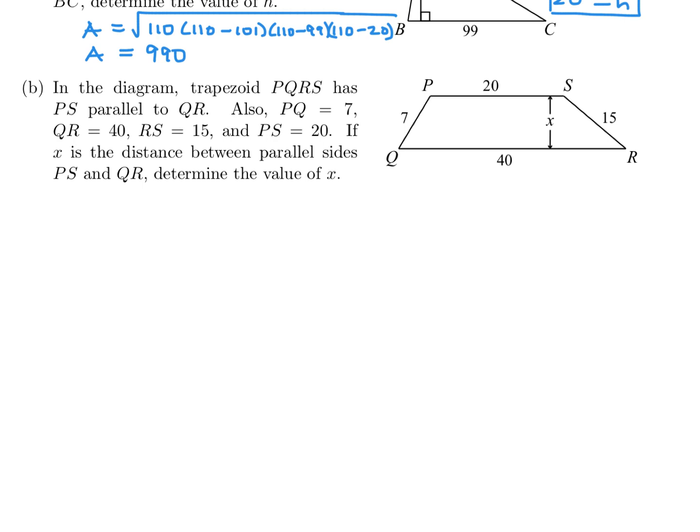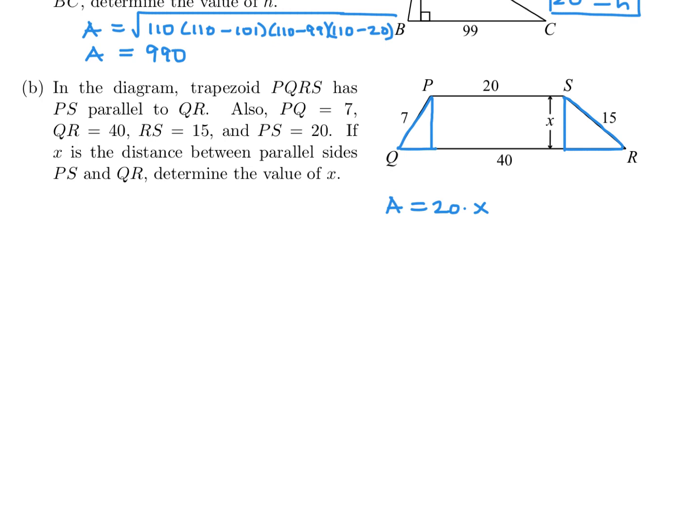Part B. In the diagram, trapezoid PQRS has PS parallel to QR. Also, PQ is 7, QR is 40, RS is 15, and PS is 20. If x is the distance between parallel sides, PS and QR, determine the value of x. All right, so what I'm going to do is first drop some perpendiculars like that and break it up into a triangle, this triangle, the rectangle, and then that triangle. Now the rectangle is a 20 by x, so that area would be 20 times x, correct?